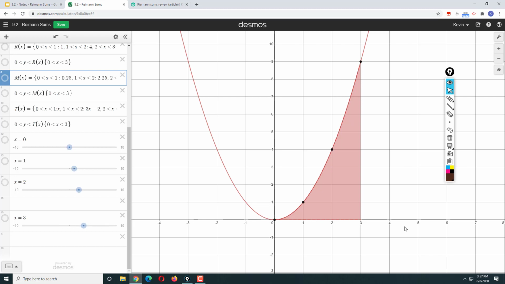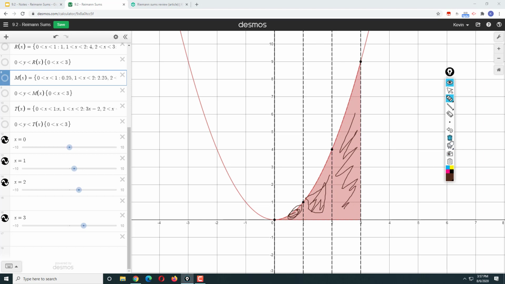We are going from 0 to 3. We want 3 equal subdivisions. That means that we want to break up our area into 3 pieces. There's the one from 0 to 1, this piece, the one from 1 to 2, this piece, and the one from 2 to 3, which is this piece. So we're going to be making 3 rectangles or trapezoids, one from 0 to 1, one from 1 to 2, and one from 2 to 3.